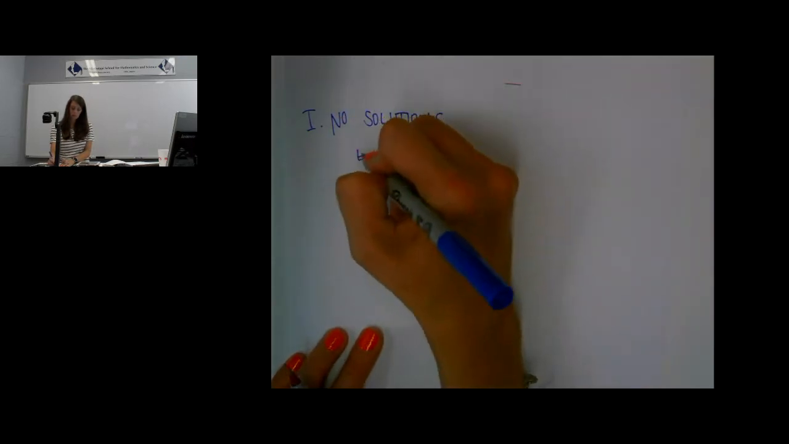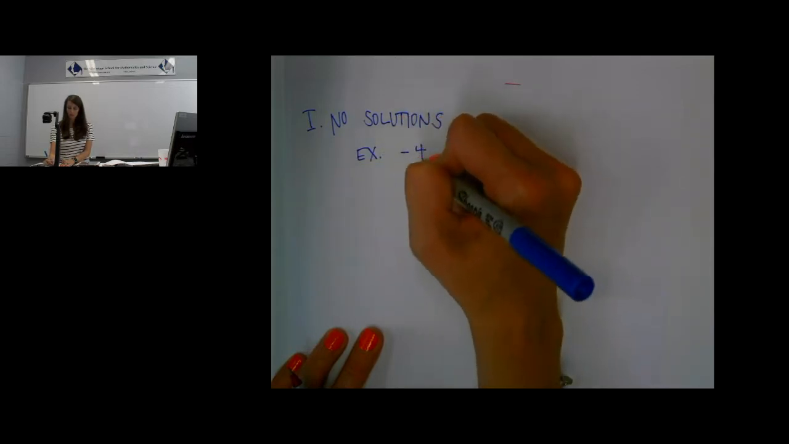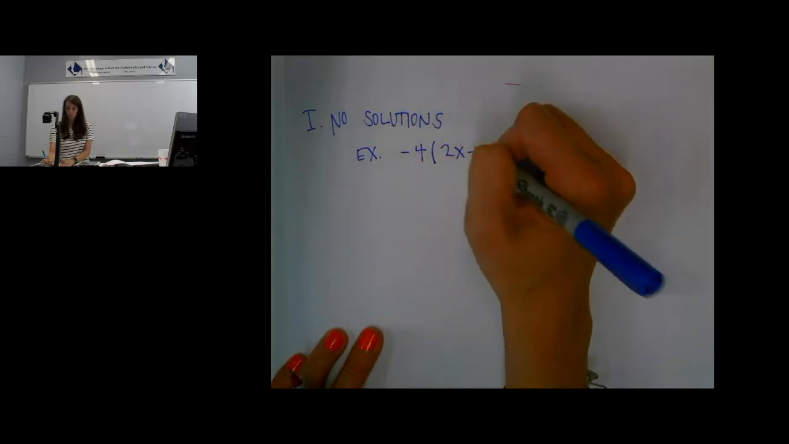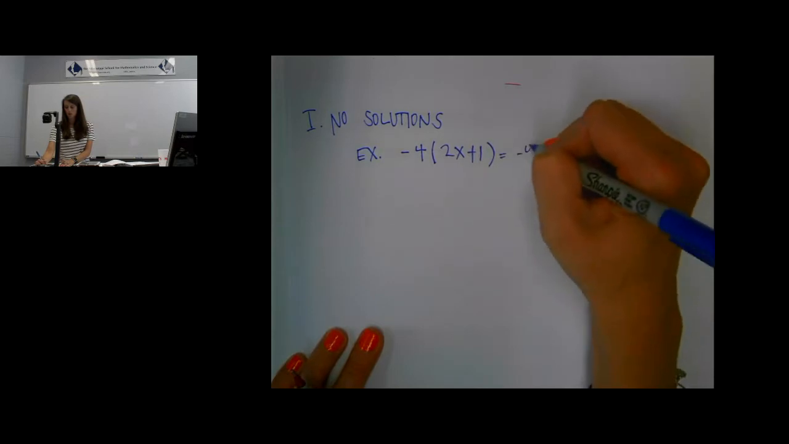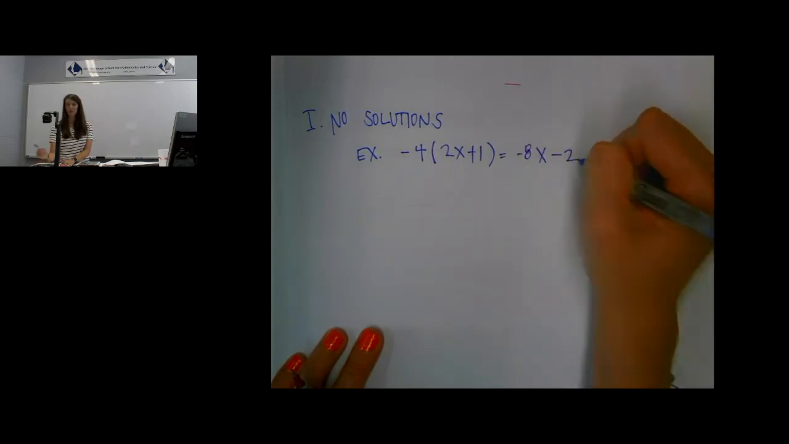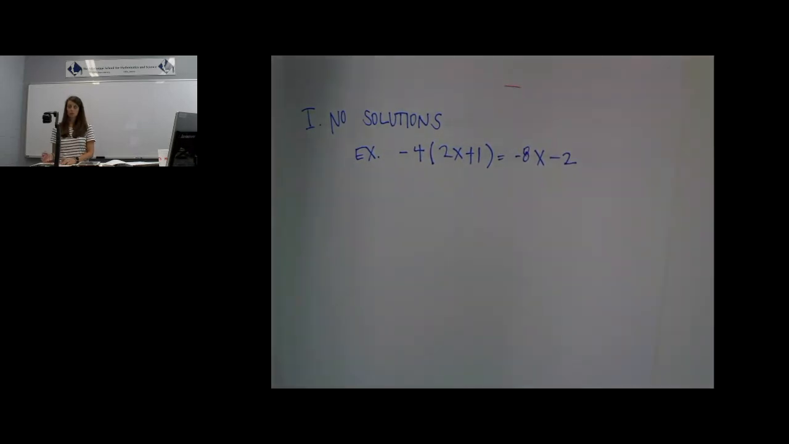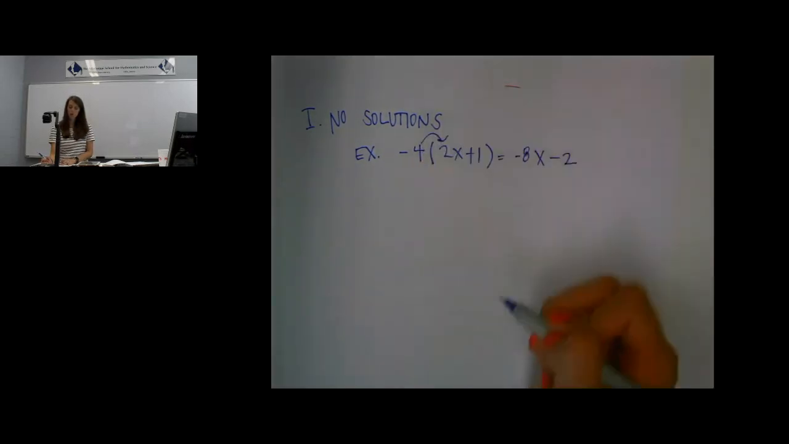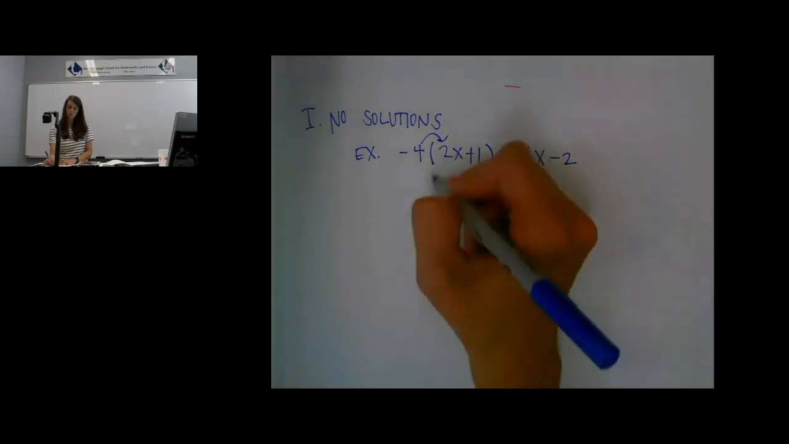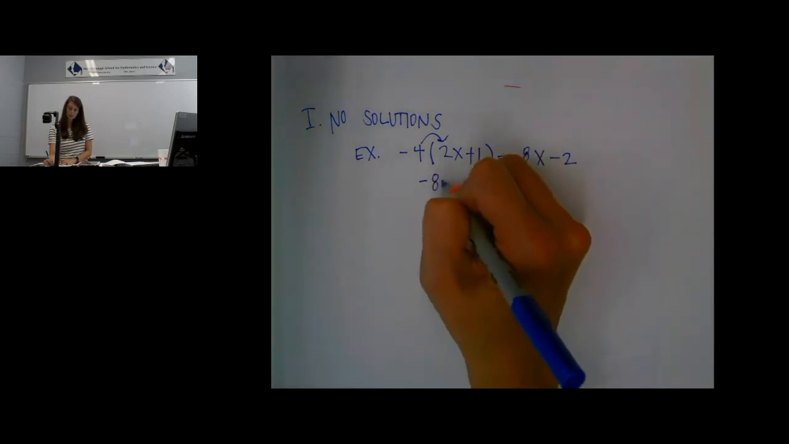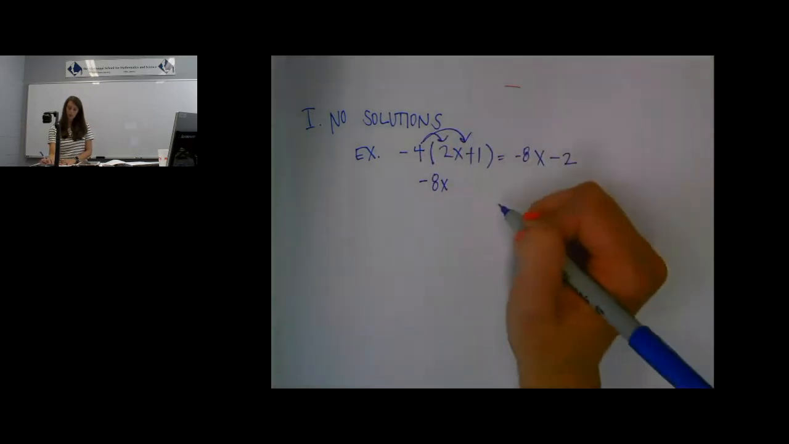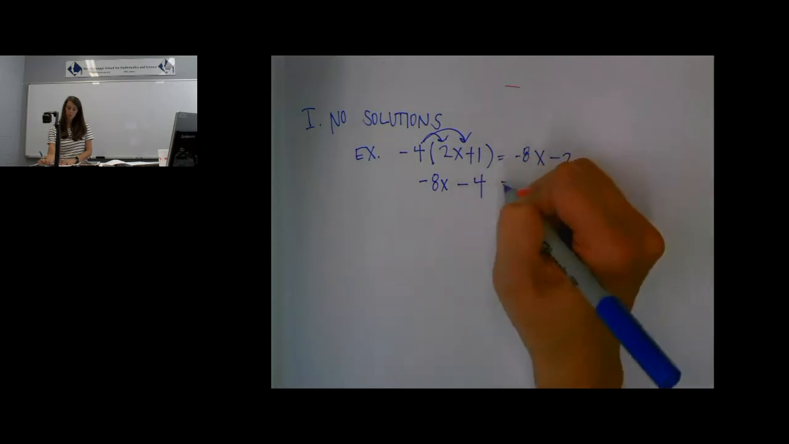Okay, so let's do an example here. It's always just good to do an example to show you what I mean when I say no solution. When you are going to solve this, you are going to distribute negative 4 times 2x. Negative 4 times 2x is a negative 8x. Negative 4 times a 1 is a negative 4.